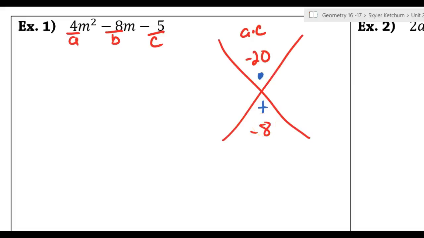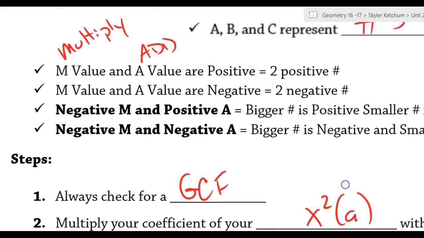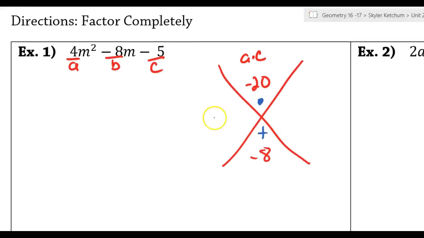So just like we talked about above, since I have a multiplying value and an adding value that are both negative, then I should have two negative numbers inside my factor x. So I've got to think of two different numbers that can multiply to negative 20 but add up to negative 8.